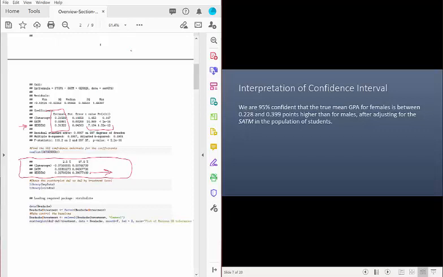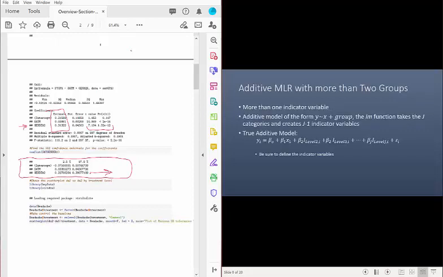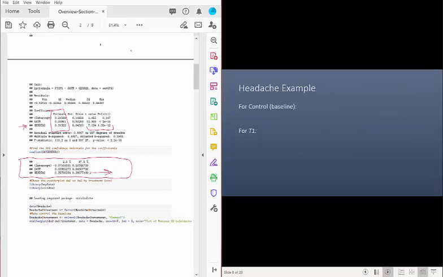This example only showed a categorical variable with two levels, but we may have categorical variables with more than two levels. It is important to always define the indicator variables in our additive model. The description of the headache example is on page 349 in the textbook.